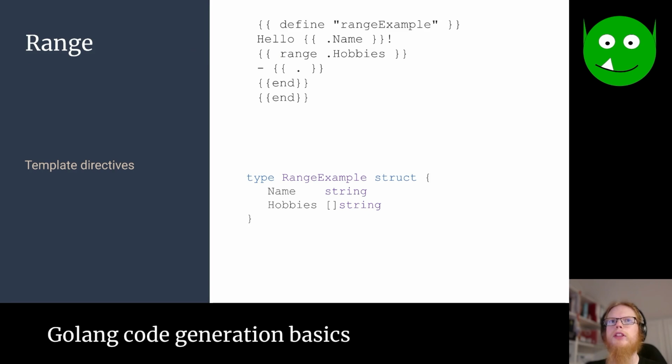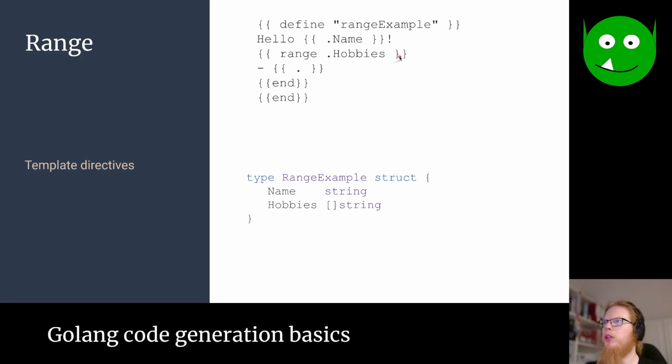Moving on, there are more directives you can use to create more complex templates. So let's start with a new template example, which is called range example. It starts the same as the other example with hello and then the name. But now we're also adding this range. It's similar to define: this is the directive range, and then it references an array field in the struct, and end marks again the end of the range.